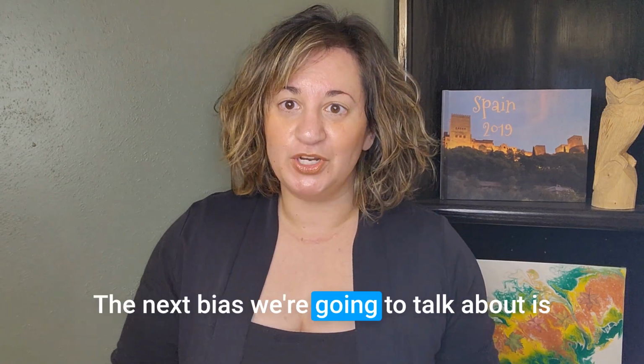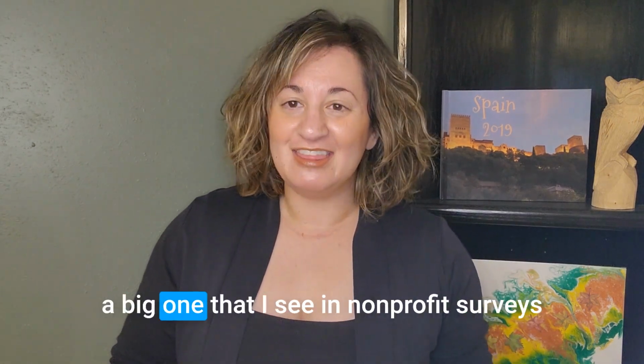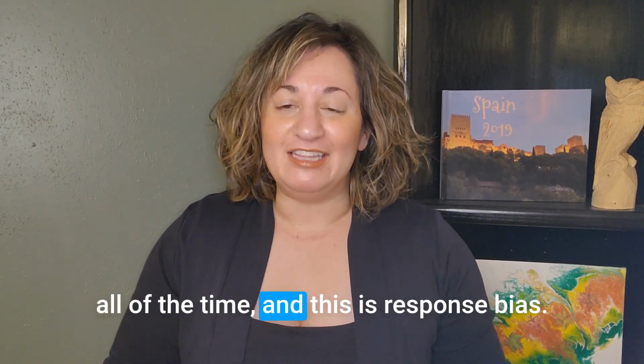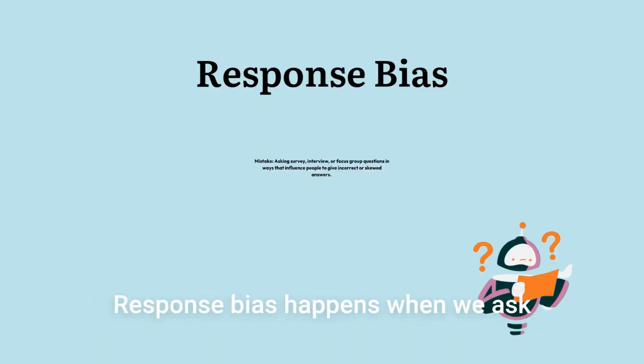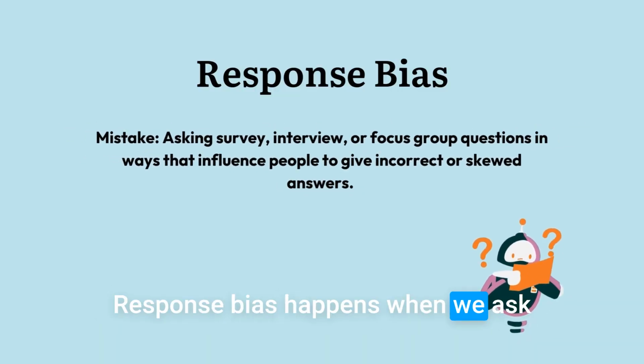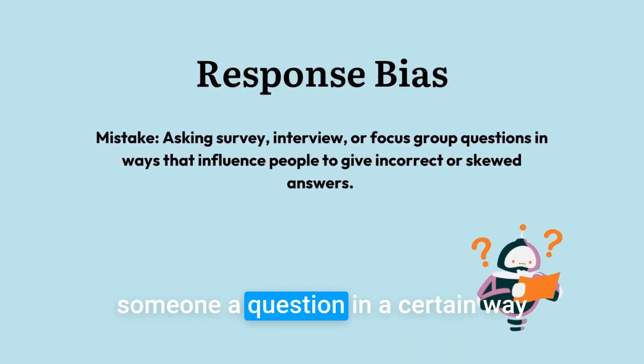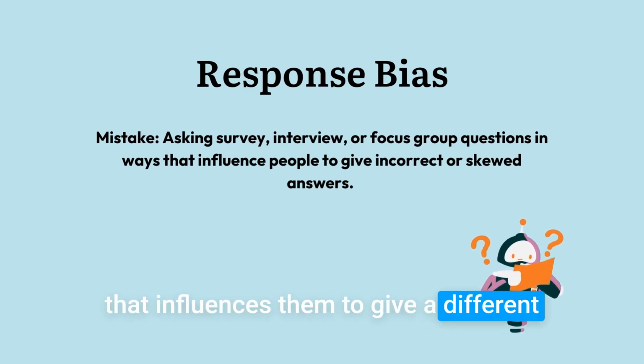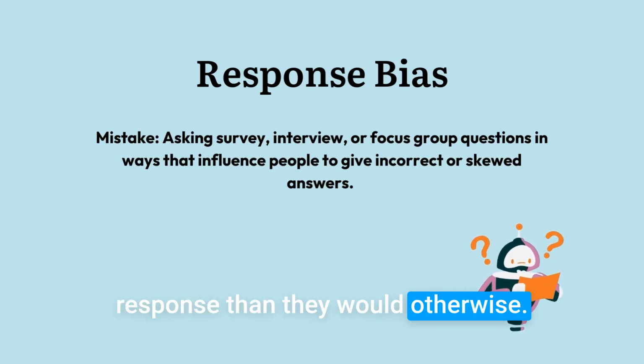The next bias we're going to talk about is a big one that I see in nonprofit surveys all of the time. And this is response bias. Response bias happens when we ask someone a question in a certain way that influences them to give a different response than they would otherwise.